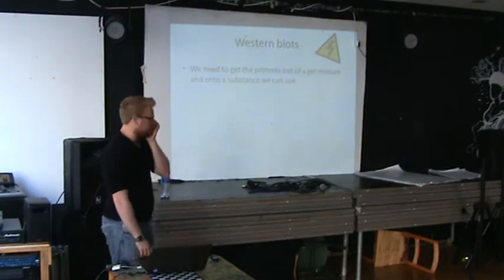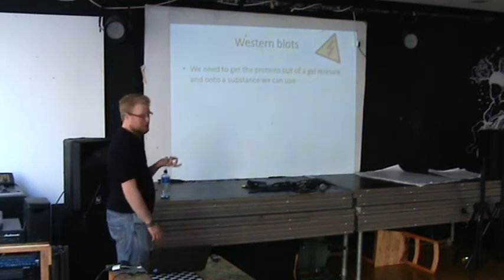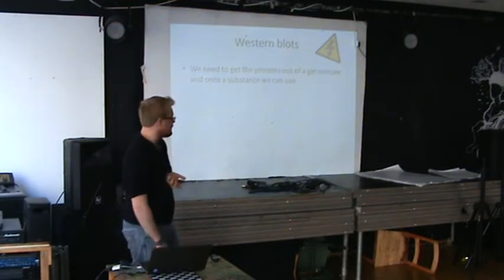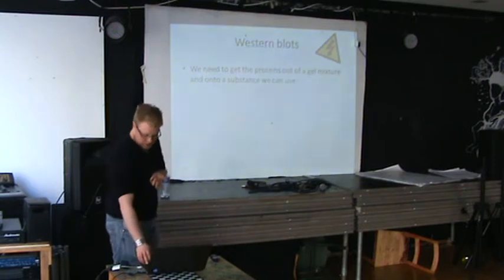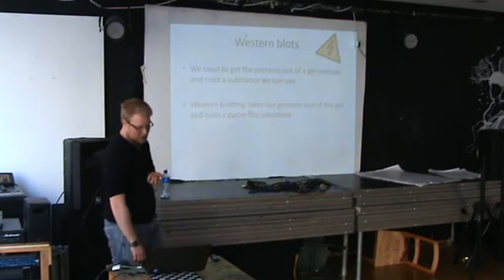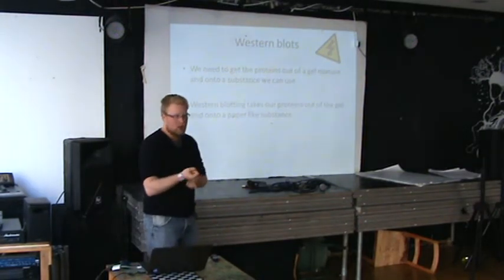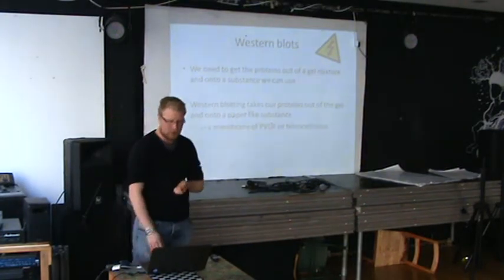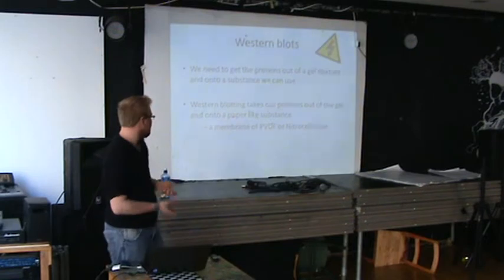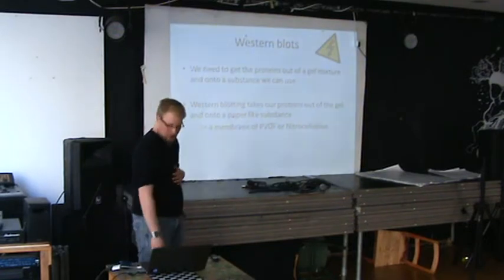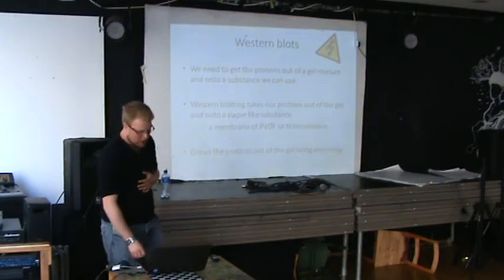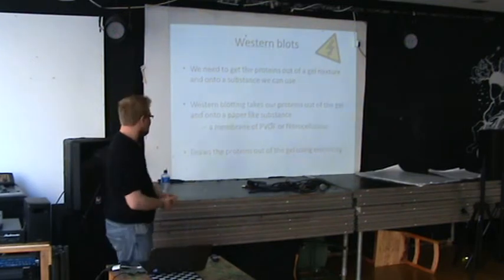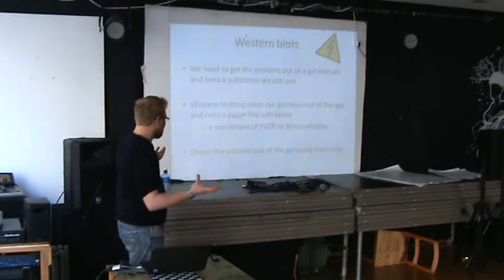That's when we need to do Western blots. So we need to get the proteins out of the gel. They're not very useful in the gel, onto a sort of a substance we can use. So Western blotting is taking the proteins from that gel, where they're sorted by size, and putting them onto a paper-like substance. So we use a membrane of PVDF or nitrocellulose. We do that again using electricity because our proteins are already charged.